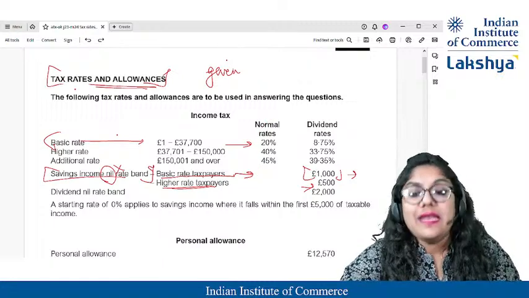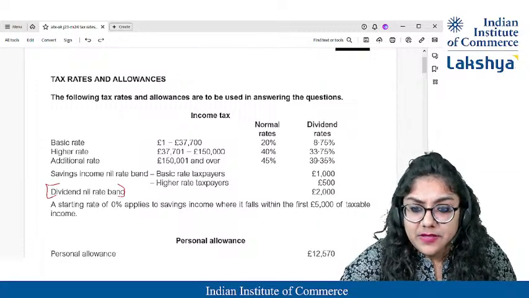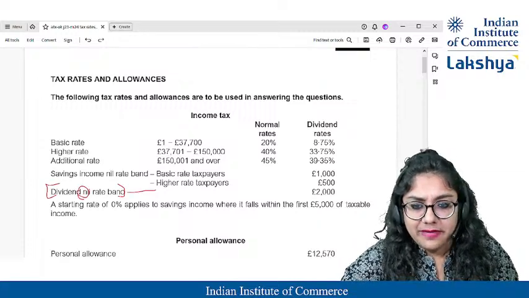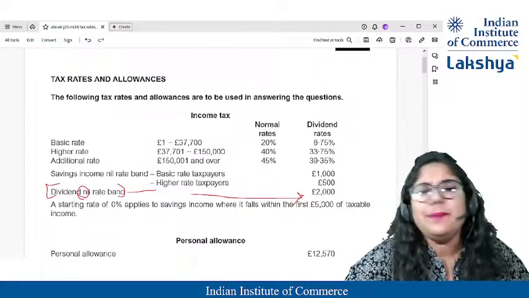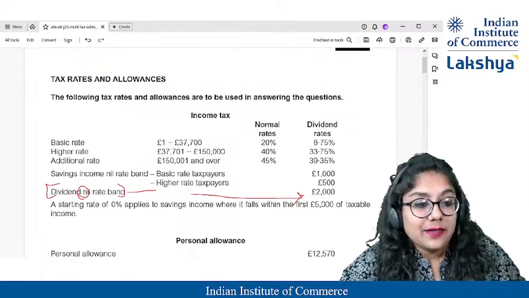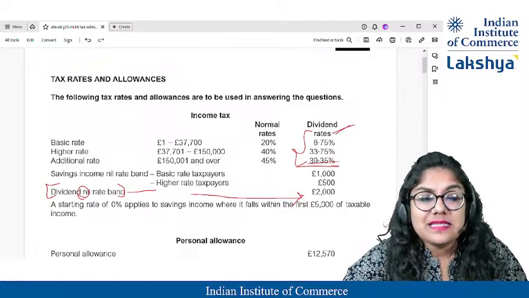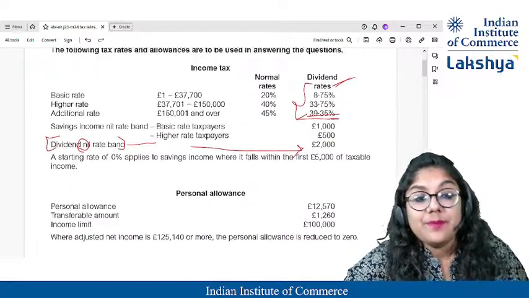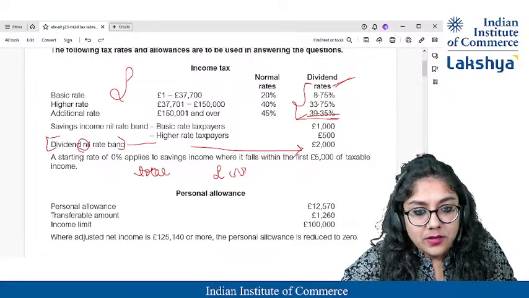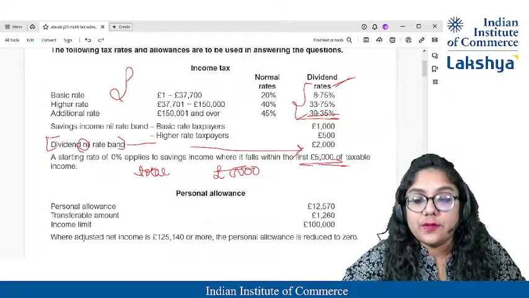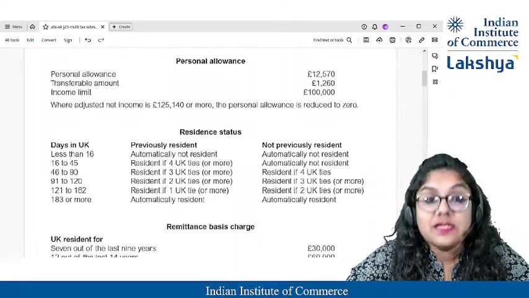Then if you see the dividend, if the dividend is zero rated, when will I pay no tax? If an individual has £2,000 as a dividend, then don't pay any taxes. But if it is more than that, these are the slab rates on which you have to pay tax on dividends. A starting rate of 0% will be there for savings income. If the total income is £5,000, please don't pay any tax on the first £5,000. Then we have the concept of personal allowances.